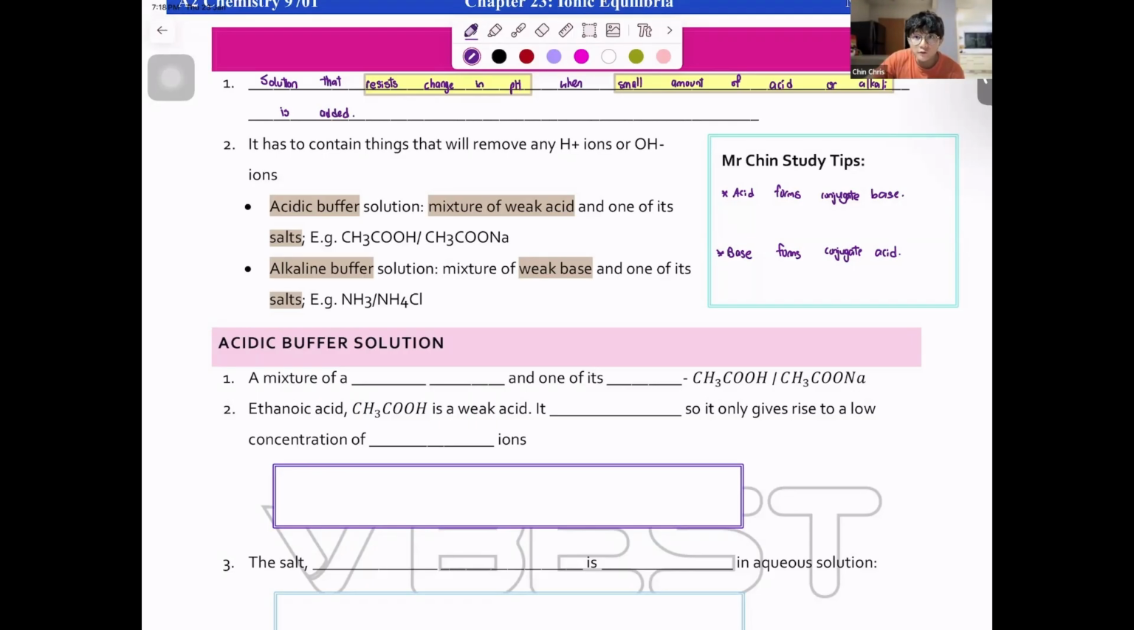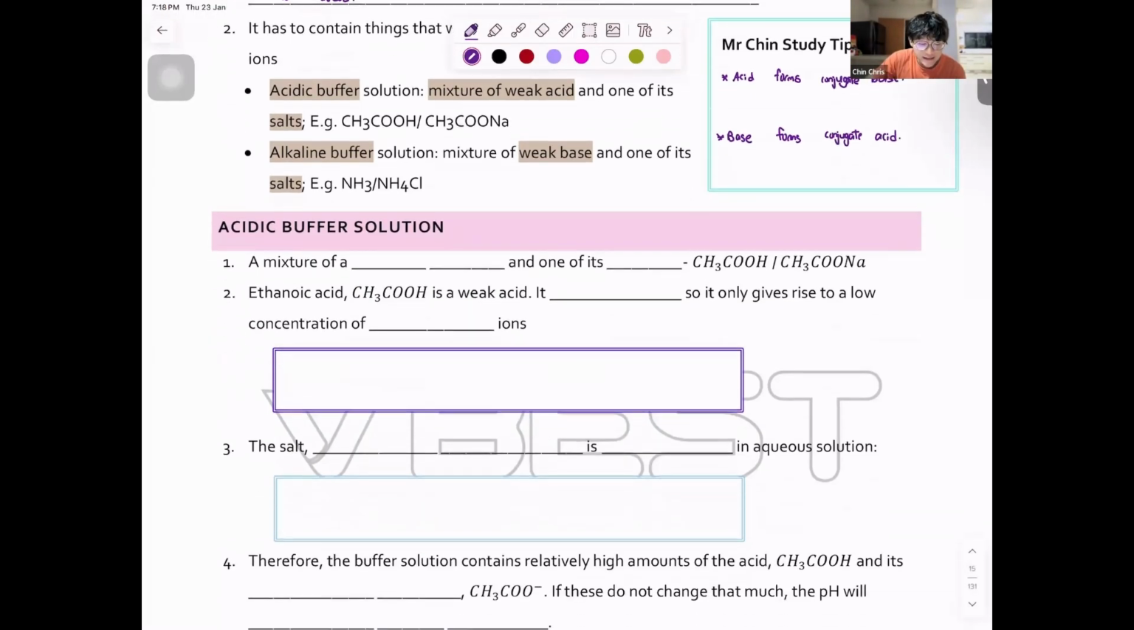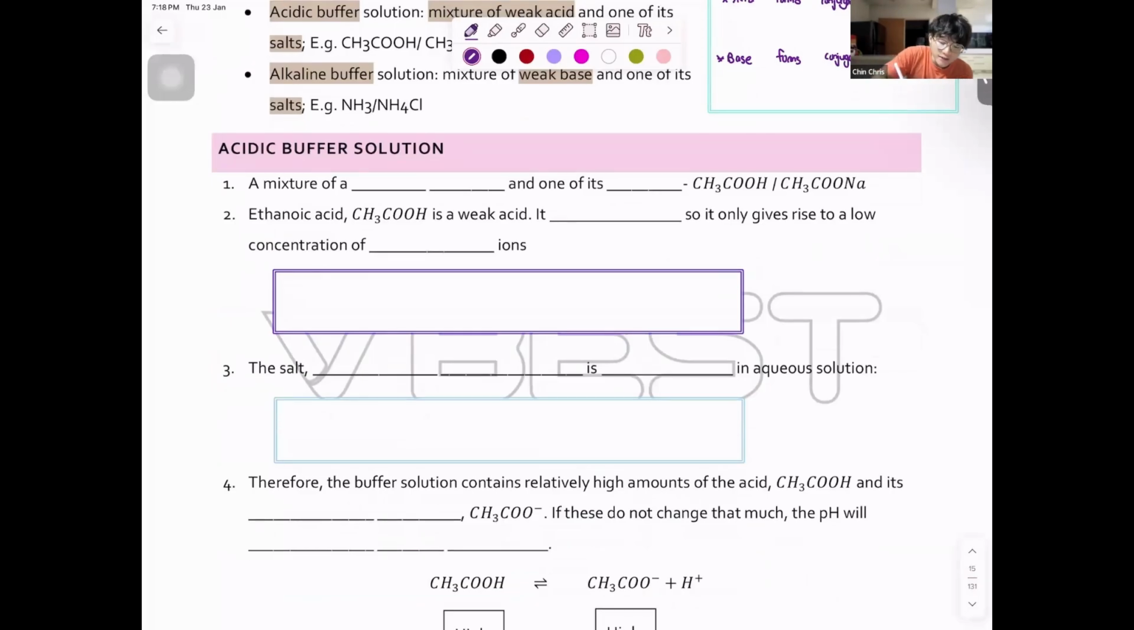Okay, all good. Alright, guys, let's look at acidic buffer solution. So what is an acidic buffer? You must take a weak acid, remember? We take a weak acid and its salt. Highlight the words weak acid and its salt. So, for example, you see a weak acid and a salt, and its conjugate salt.